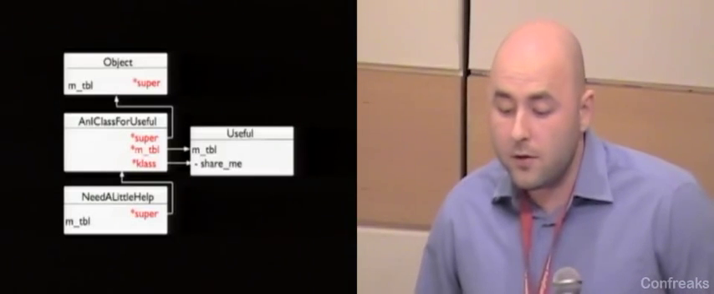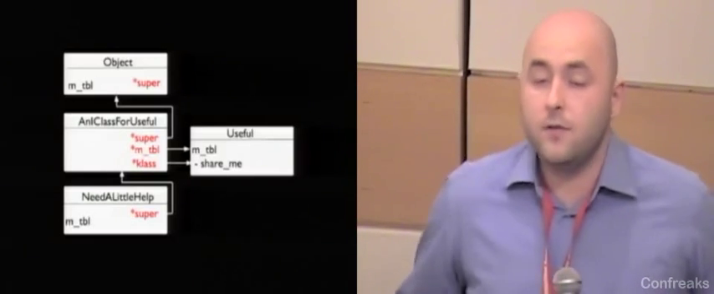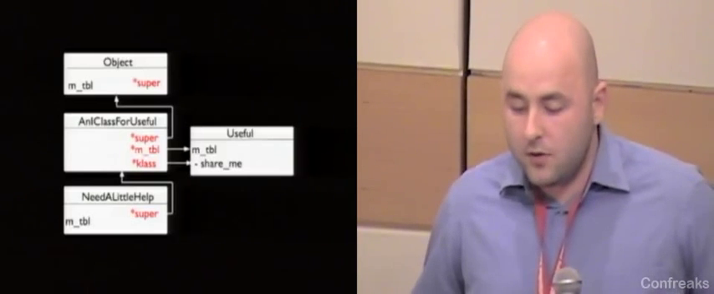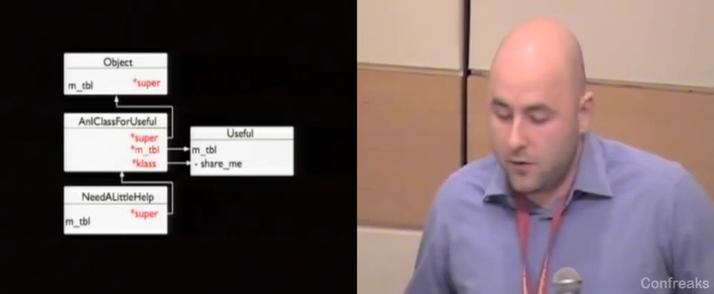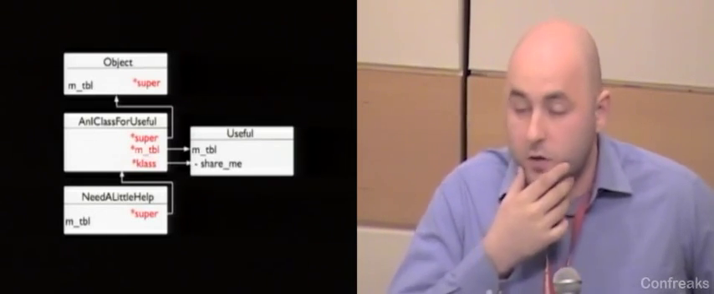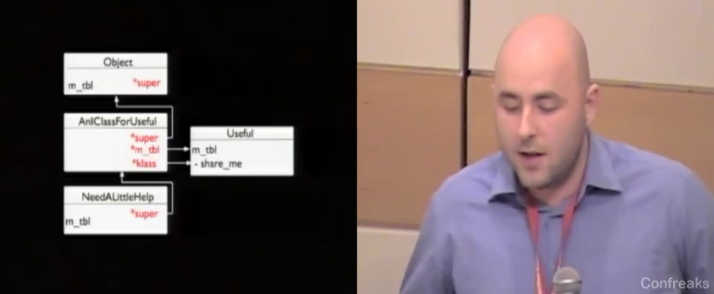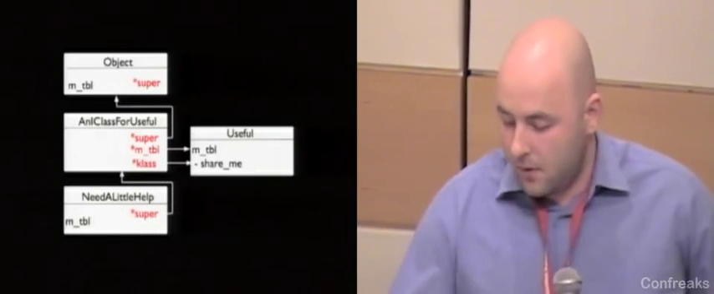So NeedALittleHelp's super pointer points to an include class for Useful. And that include class for Useful is just like this shallow proxy, thin wrapper thing that doesn't do much except hang out and be there and have a super pointer. Because its method table points over to Useful, its class points over to Useful, and its super points up to Object. But what's important is that that super is free to be manipulated just for NeedALittleHelp.